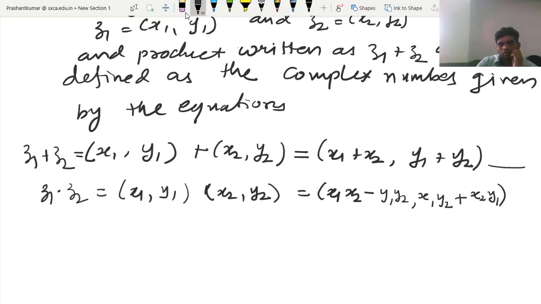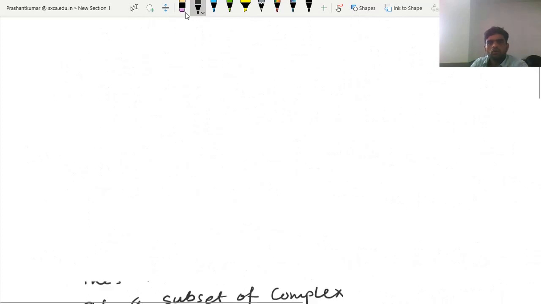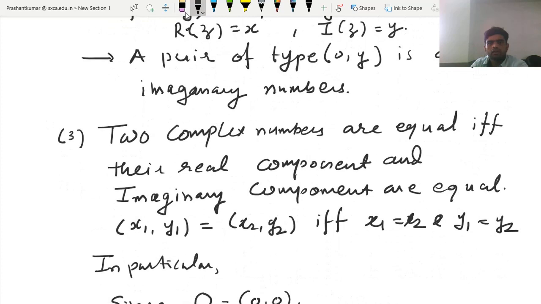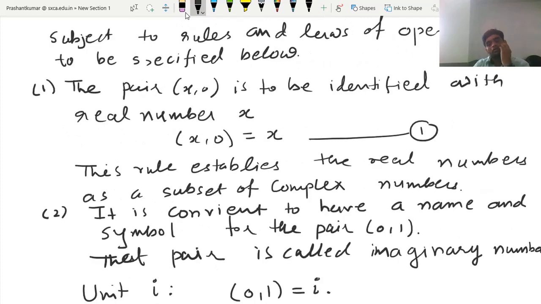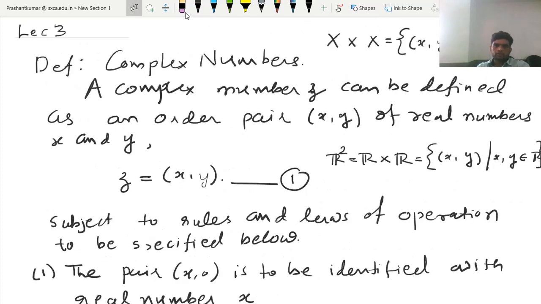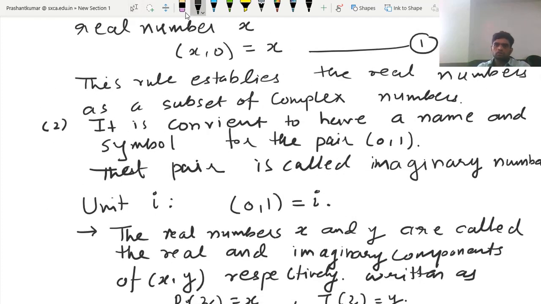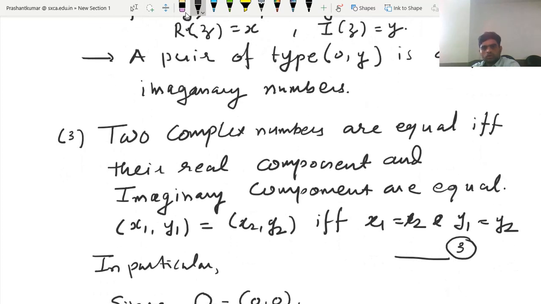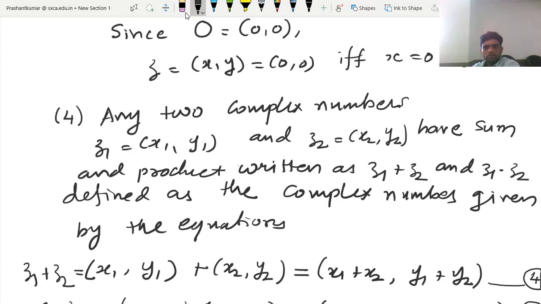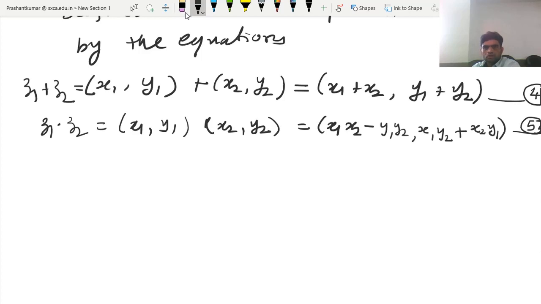We say this is equation number 4, this will be 5, and the above one, which is the equality that we have defined, this is equation 1, and this is equation 2. Equation 3 is about the equality, equation 4 is about the addition, how to define addition, and equation 5 is how to define the product.